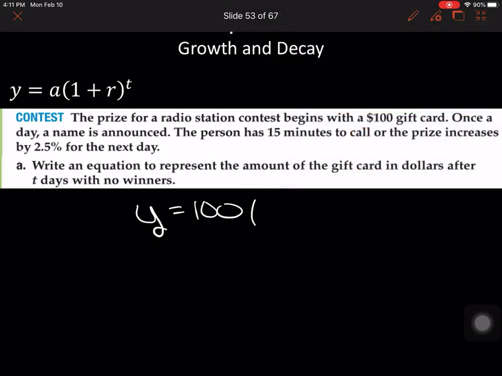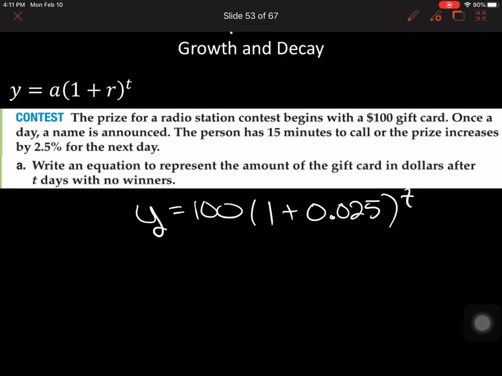1 plus my rate. And then after t days, so they didn't tell me a time, so we've still got a t up there. Okay, so take a second, take it all in.